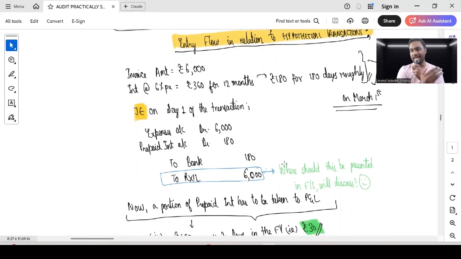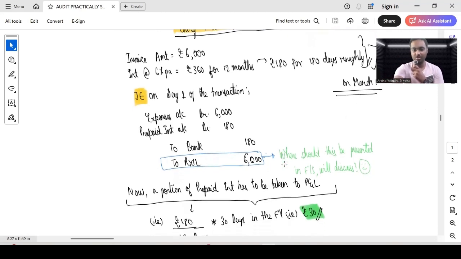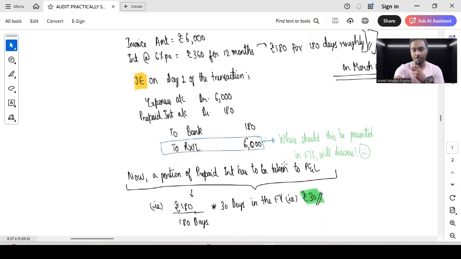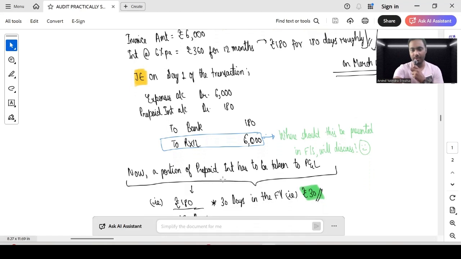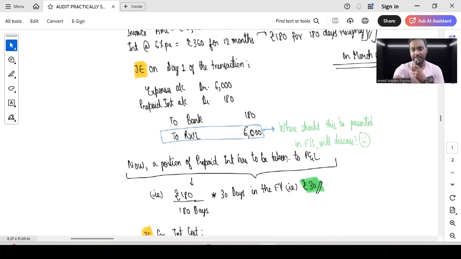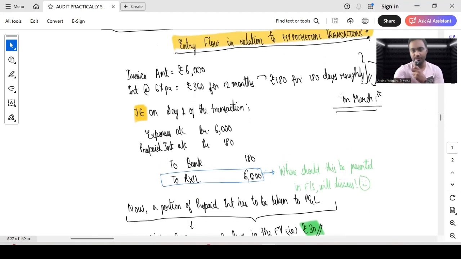Again, let's go back to scratch. Should this go into acceptances or should this go into borrowings? Wait a moment, I will explain this. We will decode this using the framework which we had above. Now a portion of the prepaid interest has to be taken to P&L. Rupees 180 is the interest for 180 days, and if we take that for 30 days, we would have an interest cost of 30 for the financial year, because the transaction was entered on March 1st.